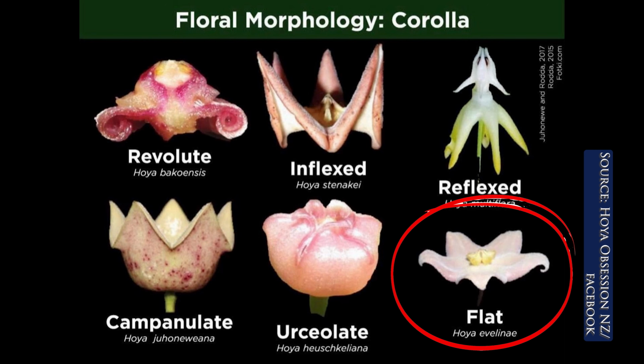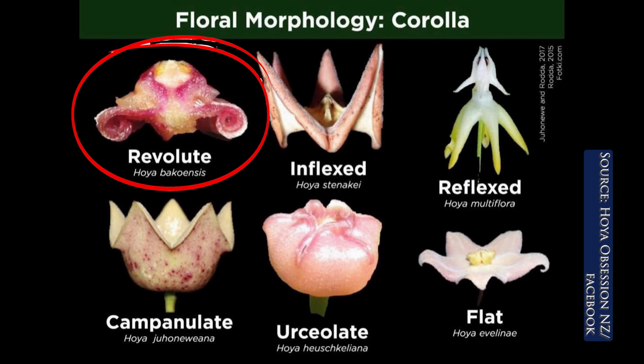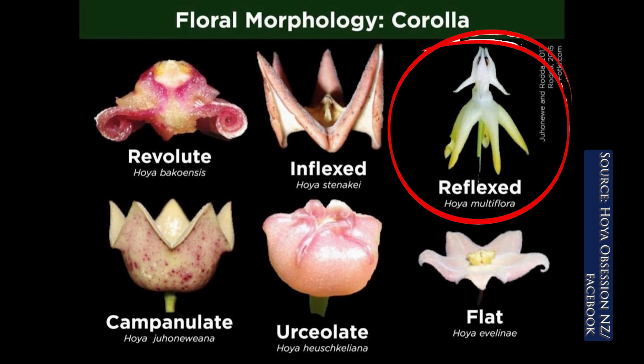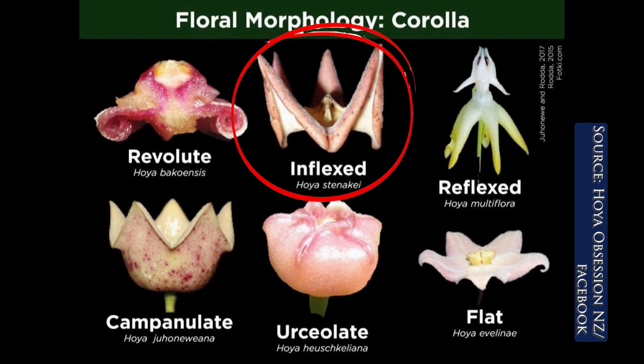Not all Hoya flowers are shaped the same. Botanically, we look at corolla morphology. Flat is the classic star bloom. A revolute bloom means that the petals have rolled backwards towards the stem. Reflex, the petals bend back sharply from the base, but they don't go all the way. Inflexed, the petals curve slightly inward towards the center.